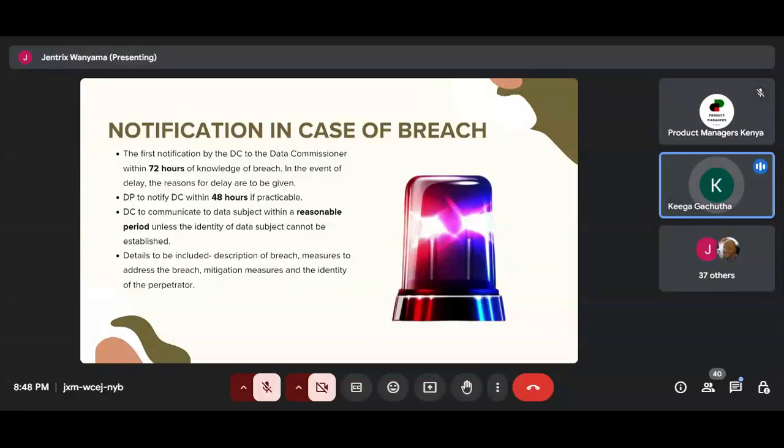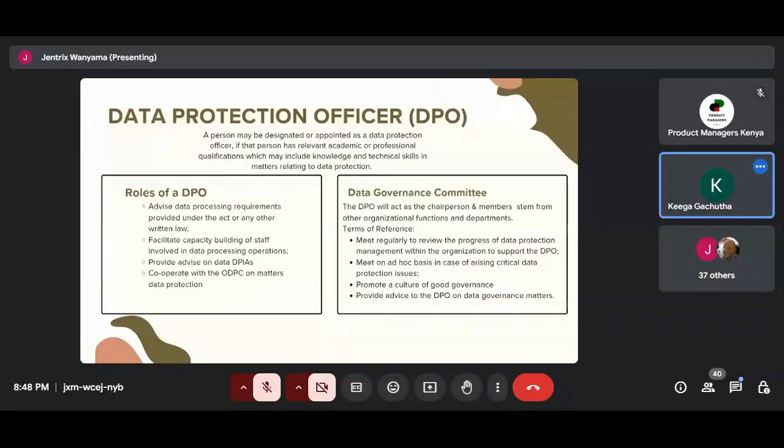And then there are some details that have to be included, for example, description of the breach, measures to address the breach, as well as mitigation measures and details such as the identity of the perpetrator. Any questions up to that point?